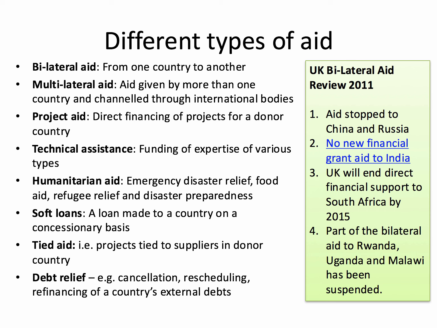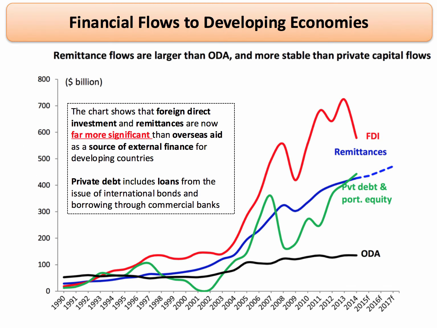The UK is an interesting case in point. We're one of the very few countries to have actually enshrined in law that we will maintain overseas aid of 0.7% of our gross national income, GNI. And only a handful of countries have met that United Nations target. However, a few years ago there was a major review of our bilateral aid. Aid stopped to China and India. There's no new financial grant aid to India. Financial support to South Africa finished in 2015, and partly because of democratic concerns, some aid to Rwanda, Uganda and Malawi was also suspended. So aid is always changing.